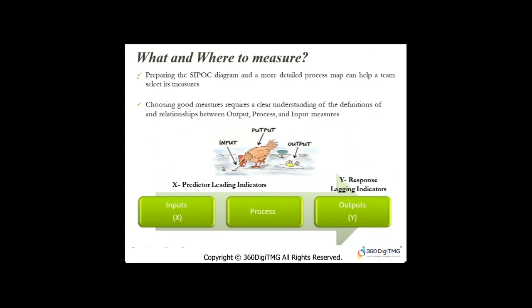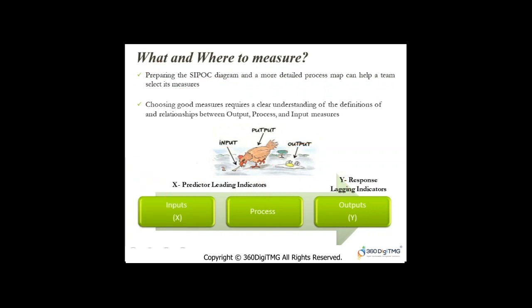So this is the most important part, preparing the SIPOC diagram. We have discussed this in the Define phase: supplier, input, process, output, and customer. You prepare the SIPOC diagram, and a more detailed process map can actually help a team select what they want to measure. Choosing good measures requires an extremely clear understanding of the definitions and the relationship between inputs, process, and then outputs. You need to know that.